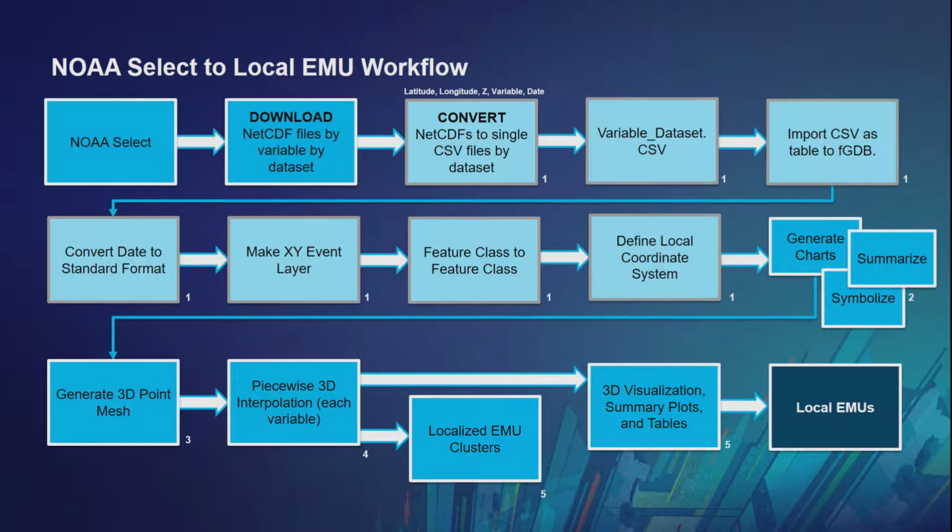And once we have that regularly spaced point mesh and we've got our observational data, we're able to start our interpolation. And we've got different methods to do that. And from there, we can do visualization, summary plots, and tables, and we've essentially created our local EMUs at that point in time.